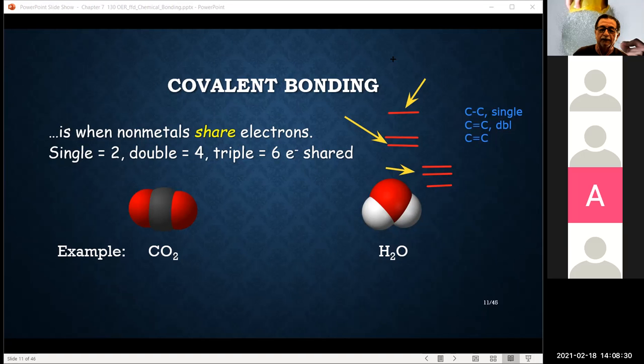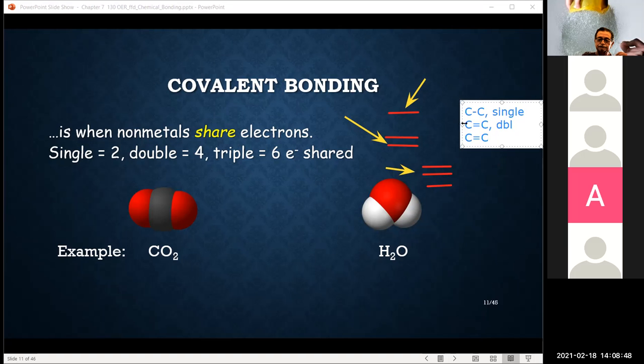A triple bond. It's going to be tough, but I'll draw it right here. Okay. Hope you can get the gist of it. That's a triple bond.